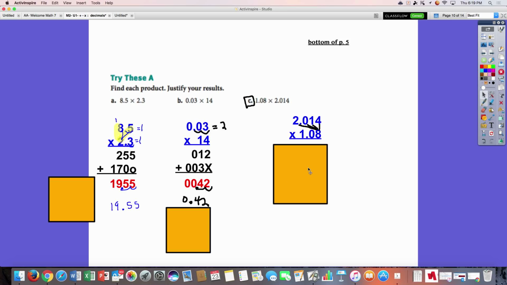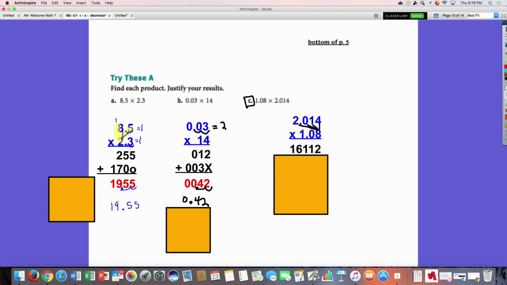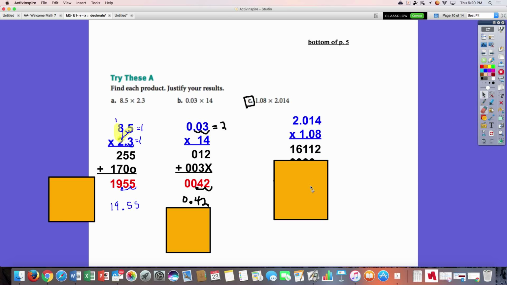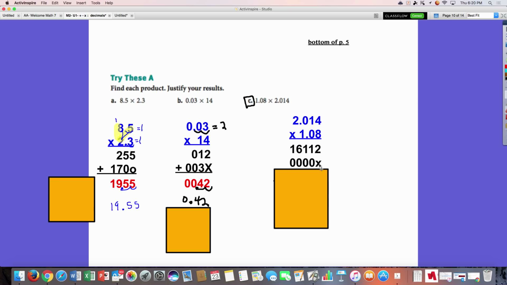8 times 4 is 32. Put the 2 down. Carry the 3. 8 times 1 is 8, plus 3 is 11. Put the 1 down, carry the 1. 8 times 0 is 0, plus 1, put the 1 down. 8 times 2 is 16. Then I do the same thing for the second row, which is all zeros. Placeholder! Then zeros. I drop down to the last row.